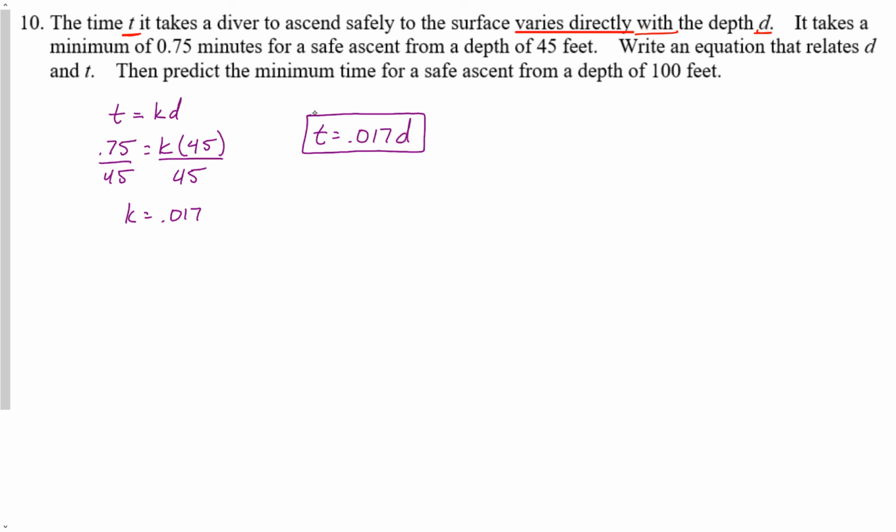and then use that, in this case, to predict the minimum time for safe ascent from a depth of 100 feet. That means we're going to take the equation that we just wrote, and plug in the 100 feet for the appropriate label d for depth. When we multiply, we have 1.7, and since this is a time, we have to look back up in the problem and find our time unit and make sure we label that answer accordingly. So in this case, we would have 1.7 minutes would be the minimum time for a safe ascent from that 100 feet.